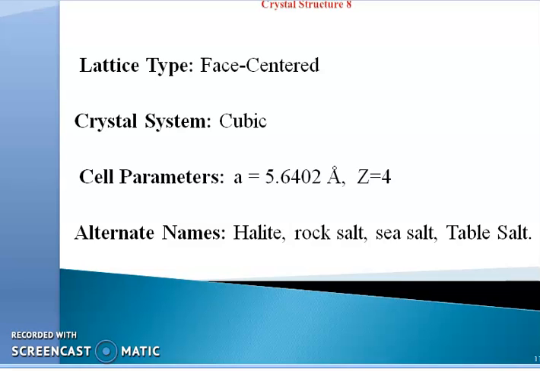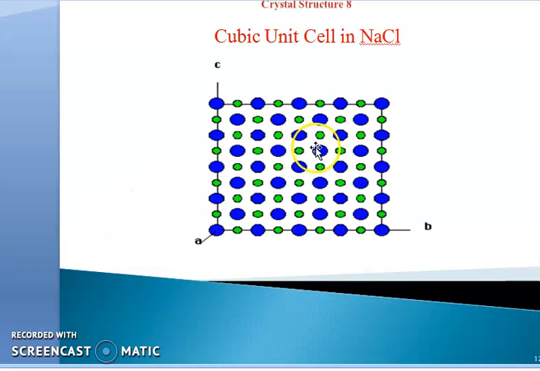Alternate names, I think most of you are well aware of: halite, rock salt, sea salt, and table salt, etc. These are the alternate names of common salt, I mean sodium chloride. And here I have shown you the unit cell. This is what type of cell? It is a cubic unit cell, so that we will get an idea. Here a, b, and c, these edges are shown.